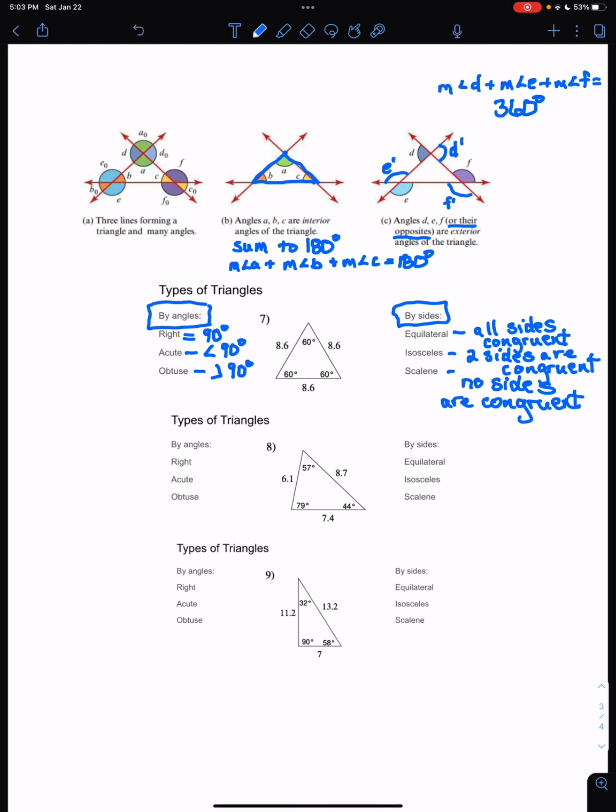So we can combine naming types of triangles based on angles and based on sides, and we can name and identify the type of triangle. I'm going to do that in our next video.